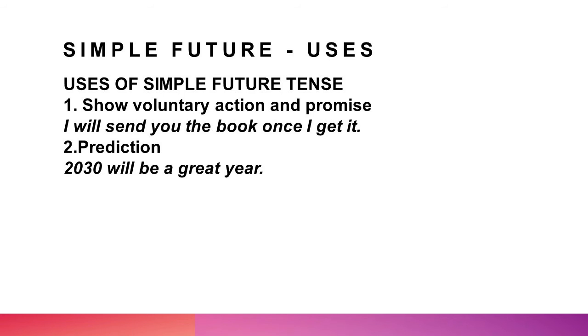Starting with the simple future. The simple future tense shows voluntary action and promise. For example, I will send you the book once I get it. You can also use it to predict something. 2030 will be a great year. This is just a prediction. So in these two use cases, you can use the simple future tense.